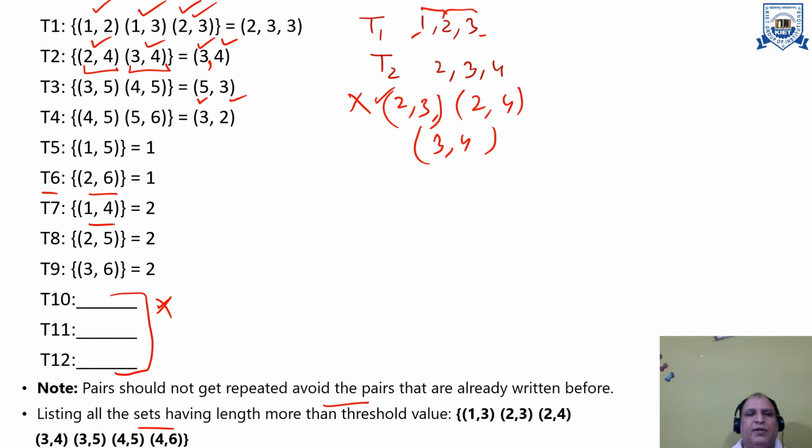Listing all the sets having length more than threshold value: 1 3, 2 3, 2 5. These are the pairs which we will consider in the candidate table, because these pairs are satisfying our minimum threshold, which is 3. So in this case we will make a candidate table based on these item pairs, and all other pairs will be discarded because they have frequency less than the minimum threshold.